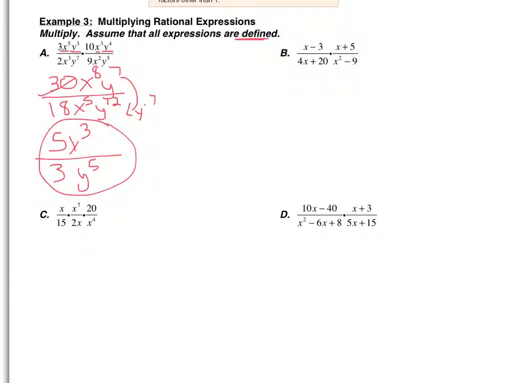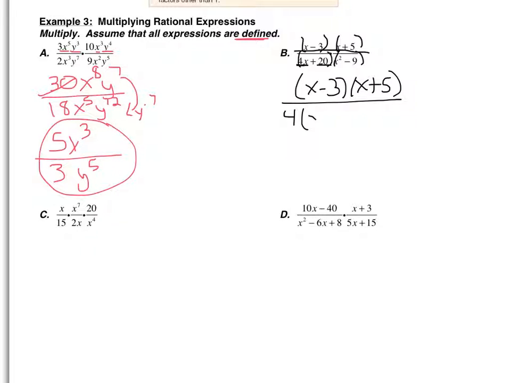In part B, keep in mind that if it has subtraction, they have to be in parentheses. X plus 5 is in parentheses, x squared minus 9 is in parentheses, and then 4x plus 20. They're all in parentheses. So I'm going to go ahead and factor all of the numerators and all the denominators. And with multiplication, we just go across. So I have x minus 3, x plus 5 on the top, over, and then if I look at 4x plus 20, I can divide 4 by 4 and 20 by 4. So I have 4, and then if I divide 4x by 4, I just get x, and I divide 20 by 4, I get plus 5.